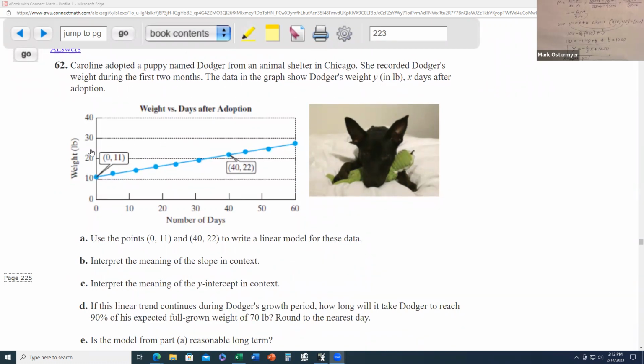Now, the horizontal axis is the number of days since adoption. So day 0 is the day that Dodger came home, that Dodger was adopted. The vertical axis is the weight of the puppy in pounds. They give you two different points on this graph. I want you to do parts A, B, C, and D.